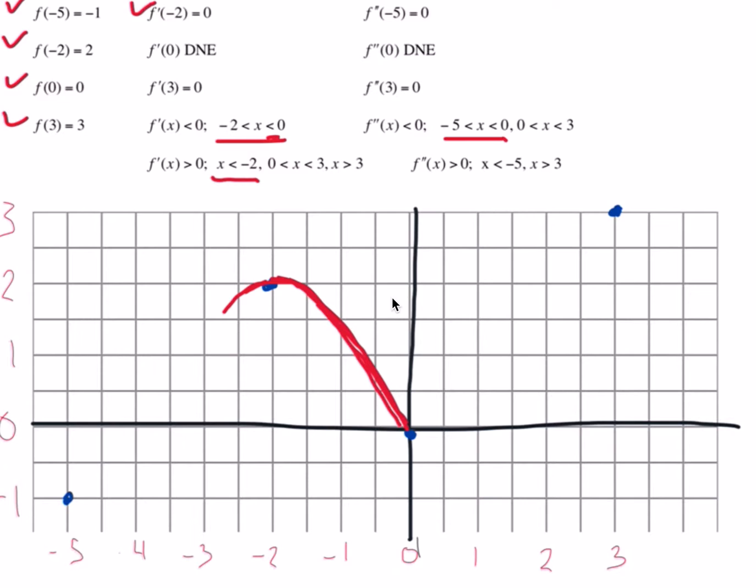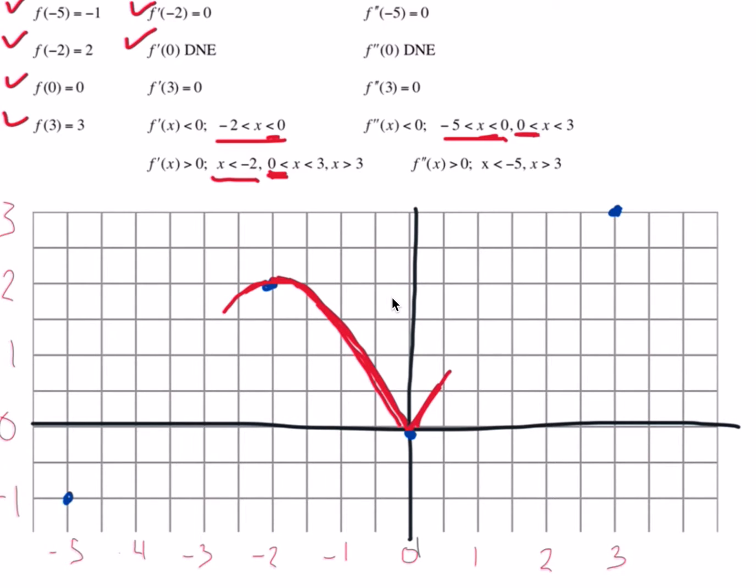Okay? It also tells us that to the right of 0, our derivative is positive, so it bounces up. Okay? If we look at our concavity, the second derivative, it tells me that to the left of 0, we are concave down because our second derivative is less than 0. It also tells us that to the right of 0, we are again concave down. So we've taken care of that.